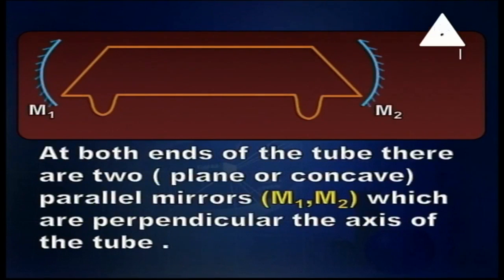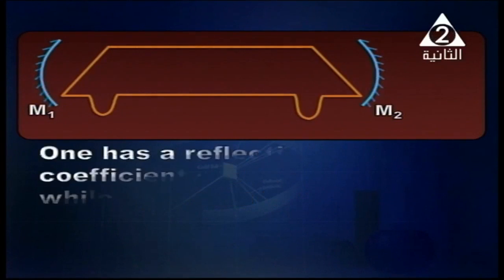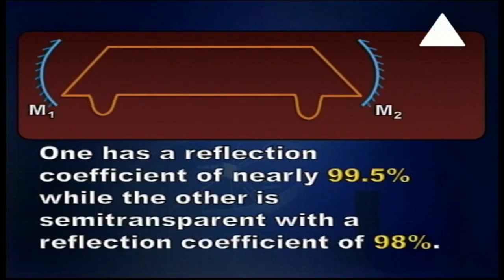At both ends of the tube, there are two plane or concave parallel mirrors denoted by M1 and M2. The two mirrors are perpendicular to the axis of the tube. One mirror has a reflection coefficient of nearly 99.5%, while the other is semi-transparent with a coefficient of 98%.